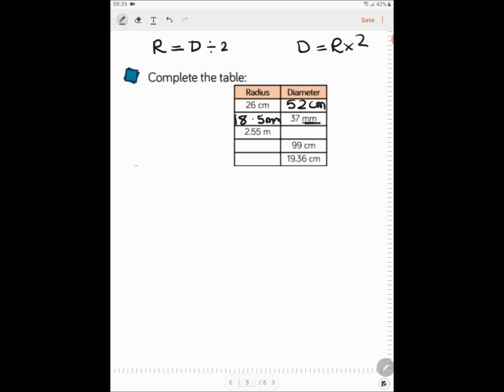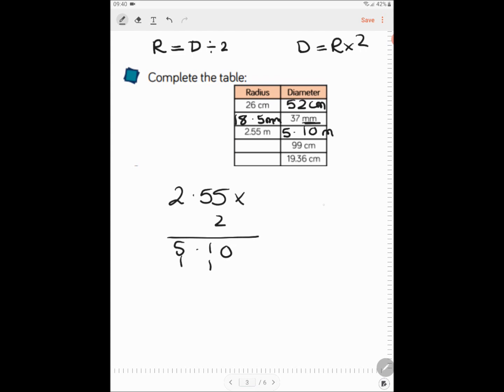So working on this one, we've got 2.55 metres as the radius. Times that by 2. 5 times 2 gives me 10. 5 times 2 gives me 10. Add the 1 gives me 11. 2 times 2 gives me 4. Add the 1 gives me 5. So that is 5.10 if you want to, metres.